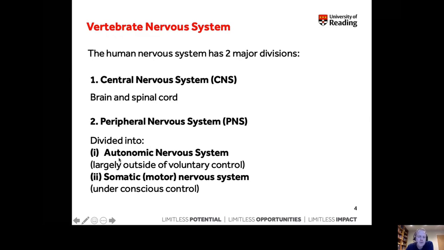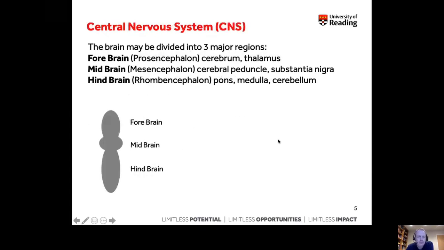And this can be divided into 2 main sections, the automatic or autonomic nervous system, and something called the somatic or the motor nervous system. And we'll deal with the autonomic nervous system, the ANS, and the somatic nervous system in the final few screencasts in this series. So let's start off with the central nervous system.